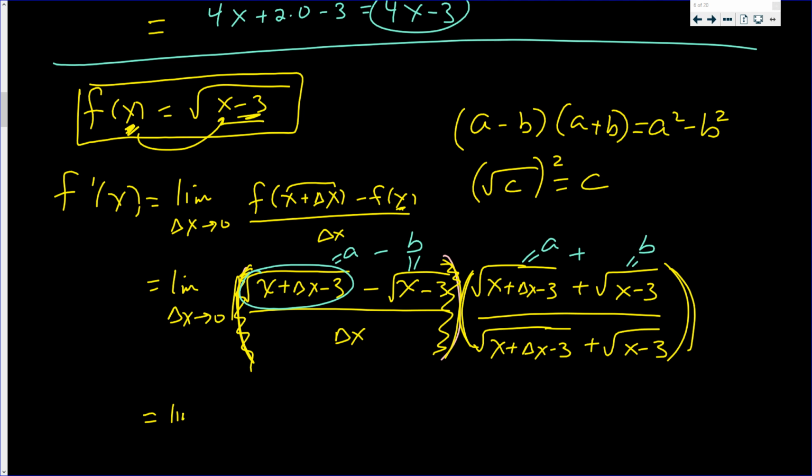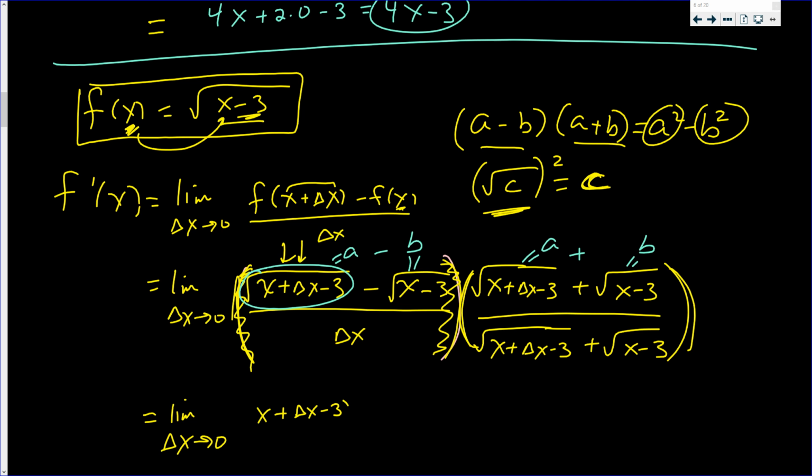This is equal to the limit as delta x goes to 0. And whenever you have a minus b times a plus b, you get a squared minus b squared. Well, a squared, well, a is under a square root sign. So when I square it, I just get back what's underneath the square root sign. X plus delta x minus 3.